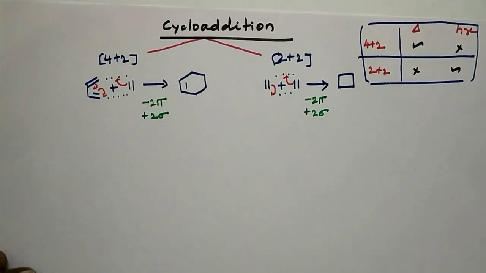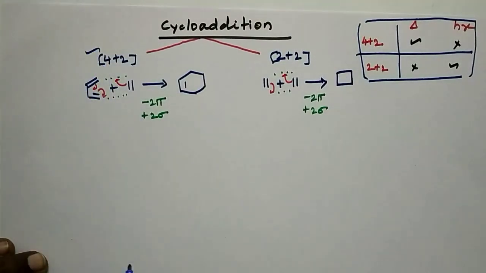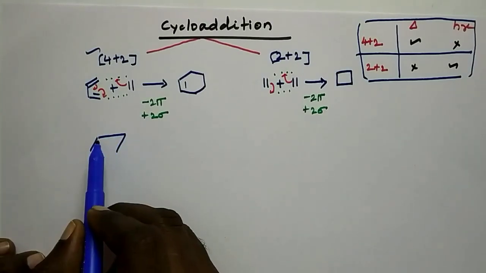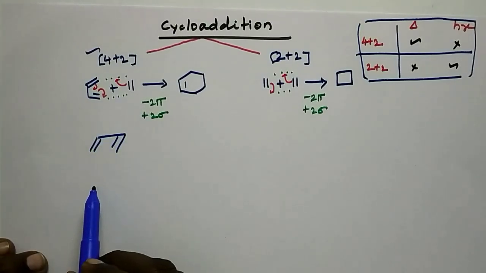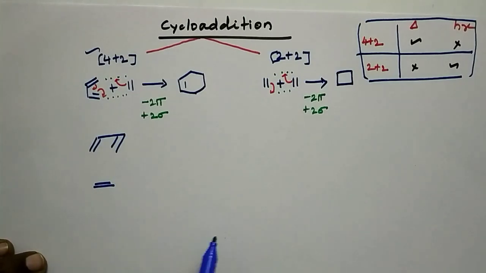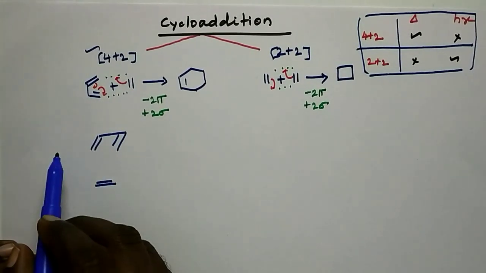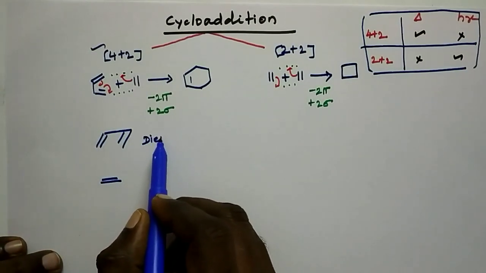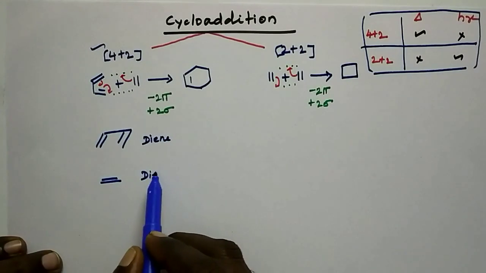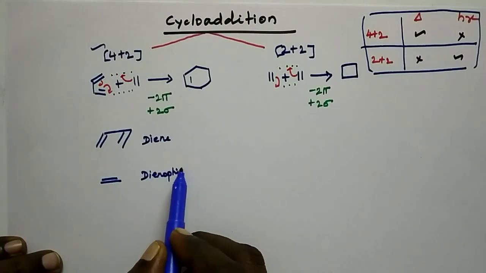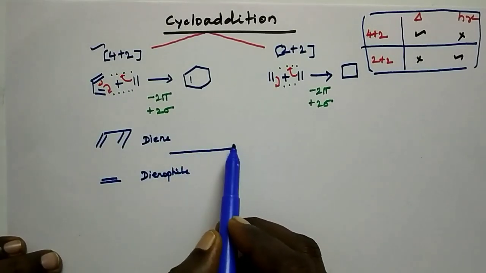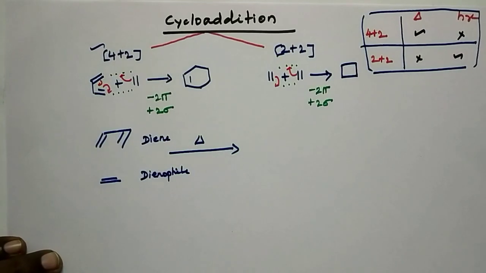First of all, let us deal with 4 plus 2 cycloaddition. Let us take this one, and this one is called diene. The other one is called dienophile. They both add thermally. What will happen? That's what we are going to see at present.